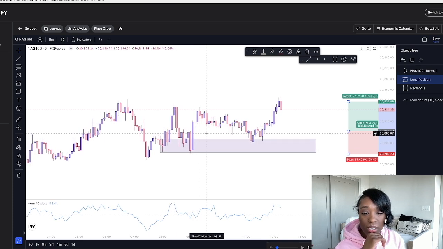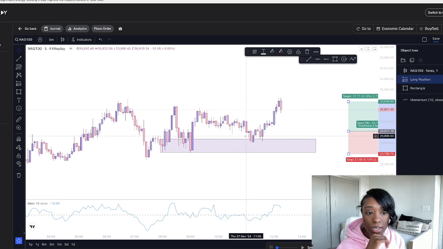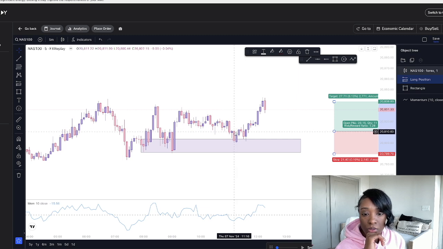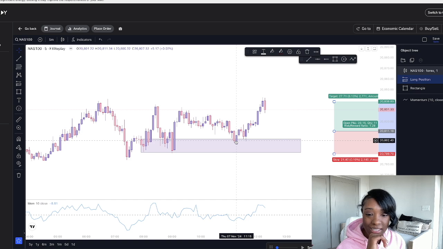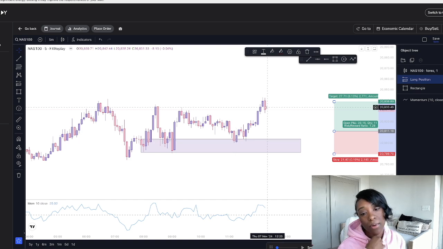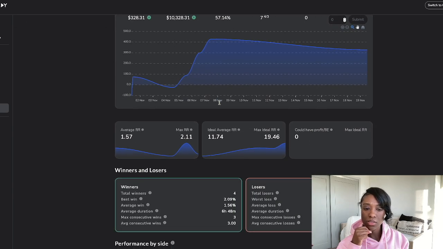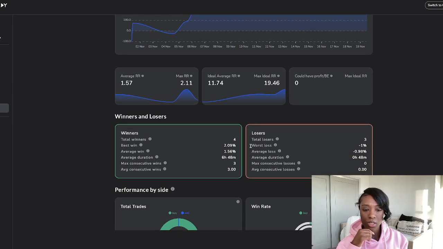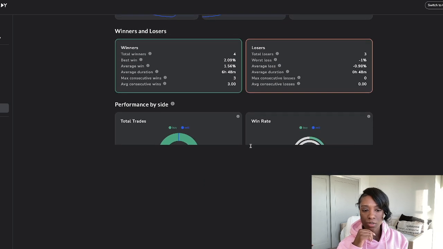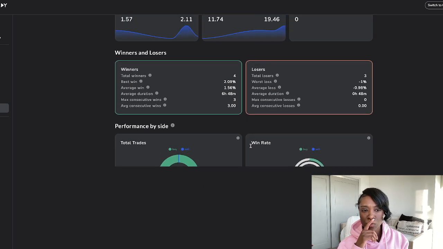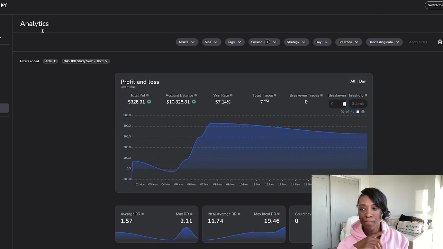And then it consolidated for quite some time. So honestly, we were in here for a while. Consolidated quite some time. Came back, tested it again. And then we hit our profit. Hit our TP. Okay. So yeah, I've taken 7 trades. Got like a 57% win rate since I've started this one. So yeah, 4 winners, 3 losers. Most of my trades have been buys. It's not too bad.